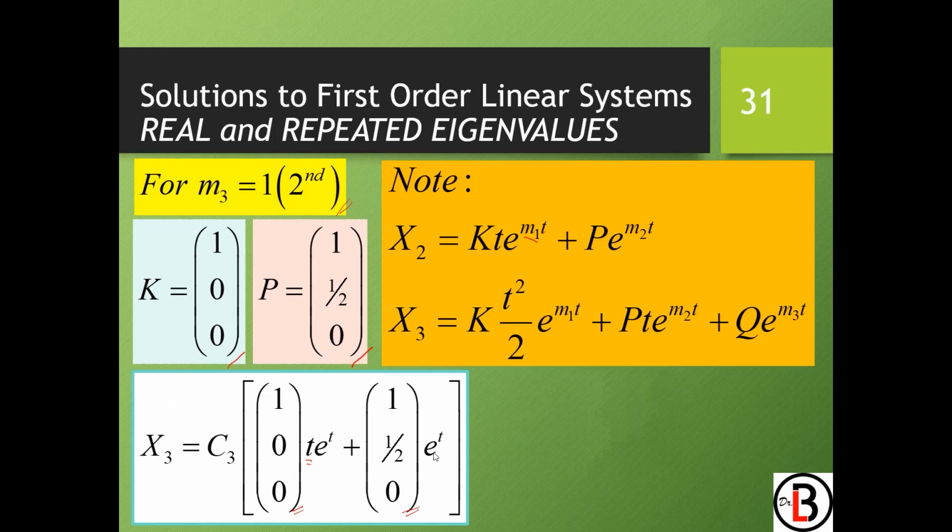So what if 1 appeared for another time? That means your solution would be 1, 0, 0, T squared over 2 e to the T, 1, 1/2, 0, T e to the T, and then whatever Q matrix you have.